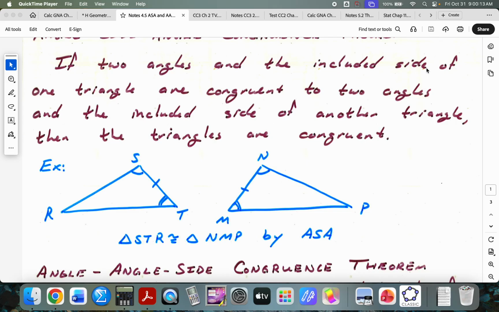So here we have an illustration of that. Notice these two angles are congruent to the two angles in the other triangle, and the side between them is congruent to the side between the other two angles. That's why it's called angle-side-angle, because the side is between the two angles in each case. So triangle STR is congruent to triangle NMP by angle-side-angle.